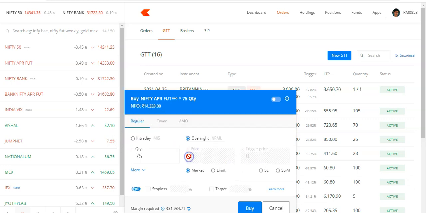So for overnight, even in F&O, for futures or options, either after you take the position, go to positions and create a new GTT. It can be either single or OCO to exit your position, or at the time of taking the position itself, you can place GTT, either stop loss or target or both. So it is up to you. So GTT is not only applicable for equity, it is also applicable for overnight future and option positions.